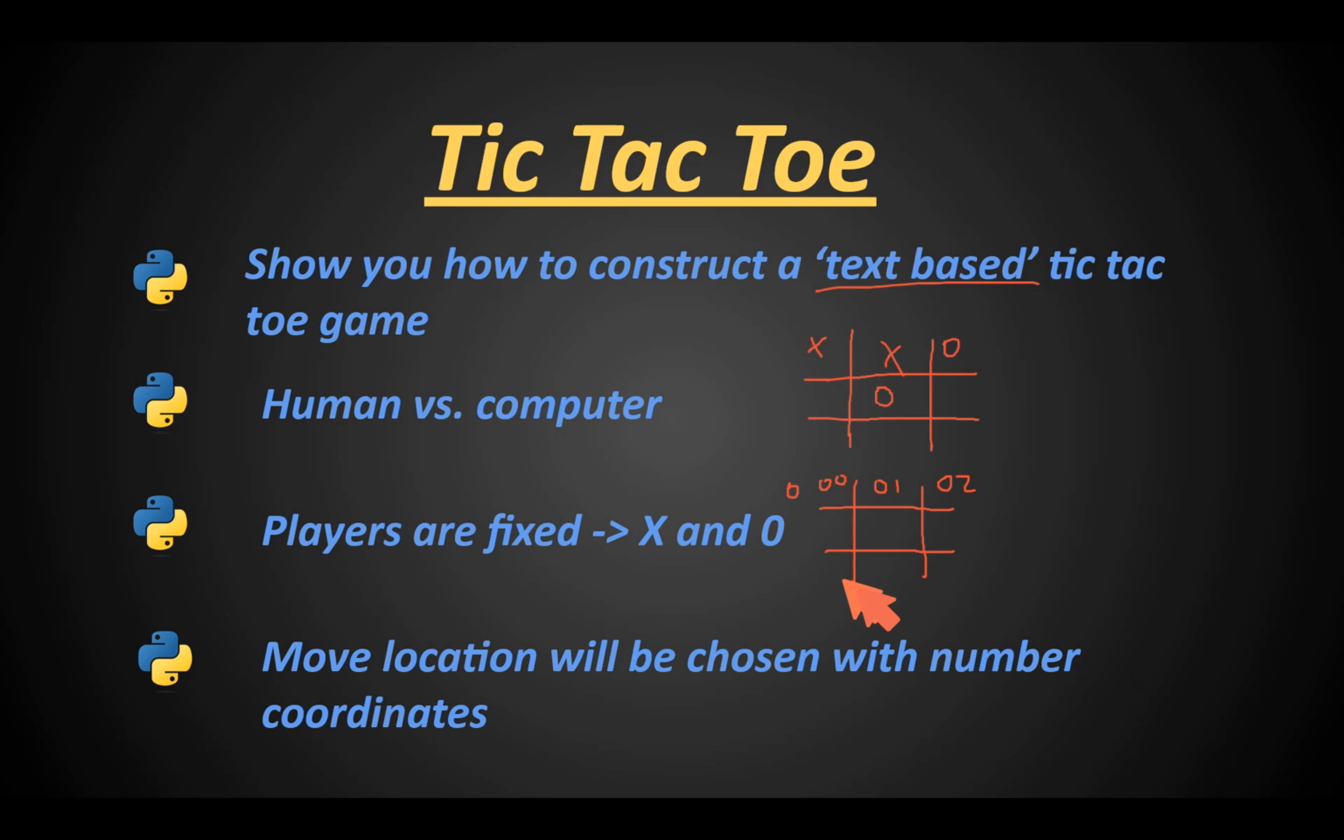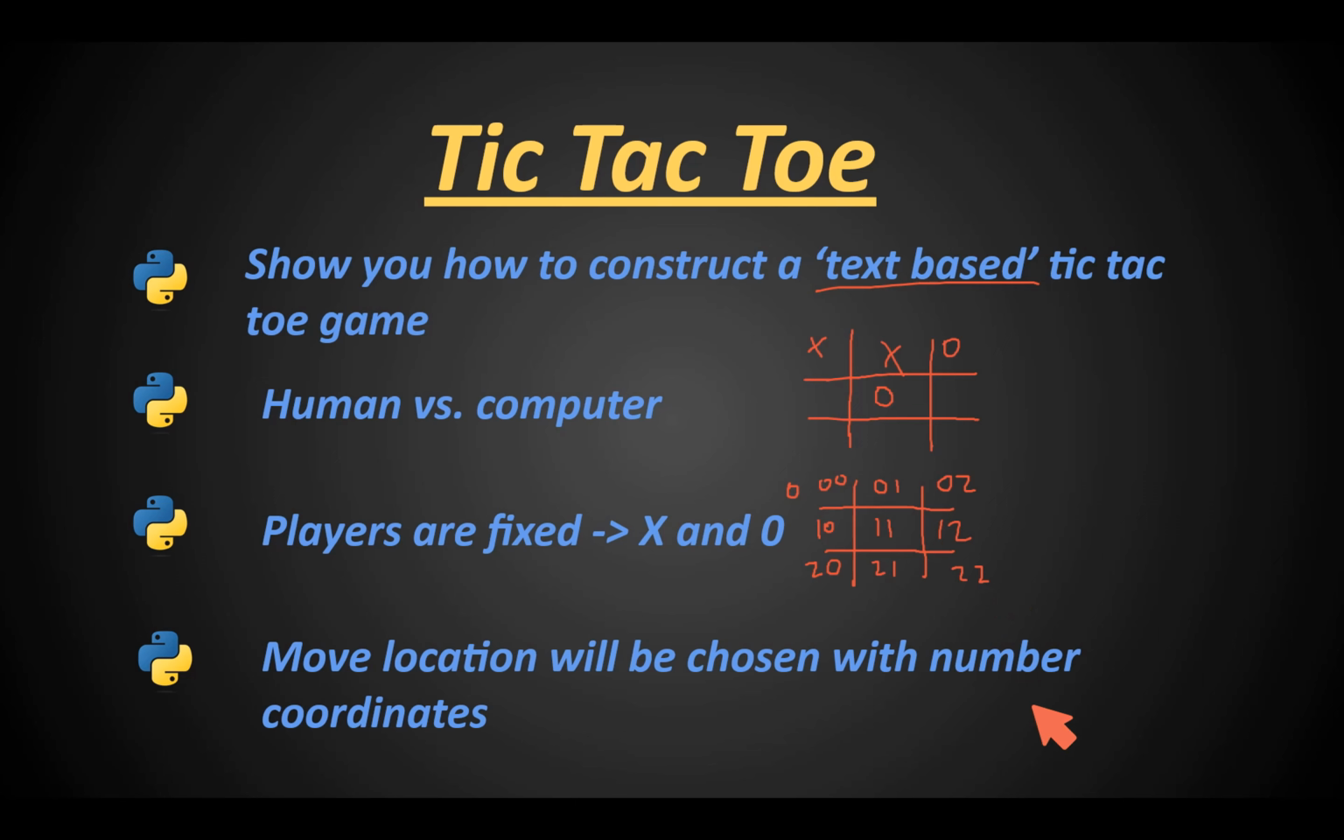When you move down to row 1, it's going to be 1, 0, meaning row 1, column 0; 1, 1, row 1, column 1; 1, 2, row 1, column 2. And then you move down here: row 2, column 0; row 2, column 1; 2, 2. So now I think you get it, where you're going to input the move with coordinates.